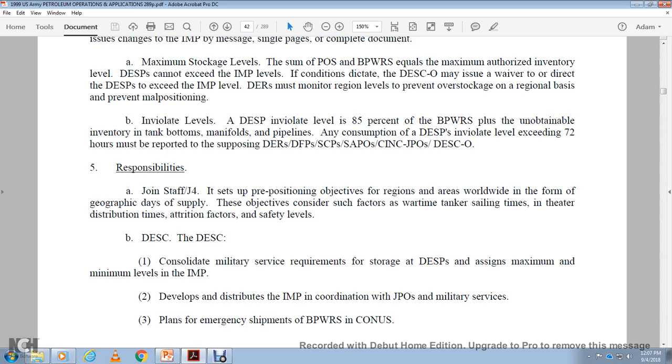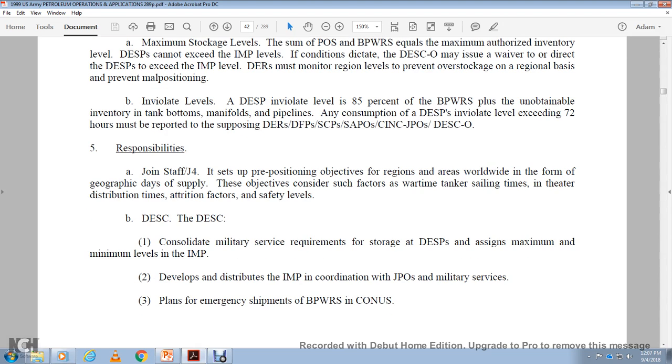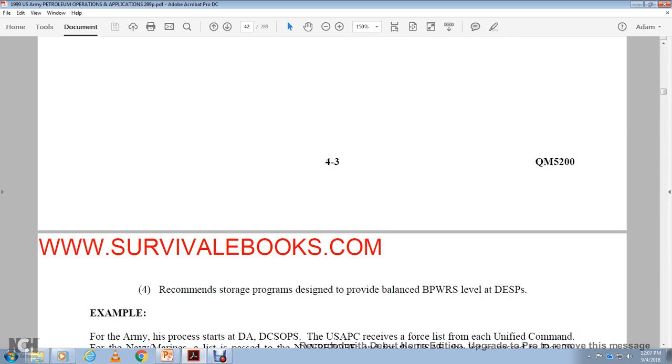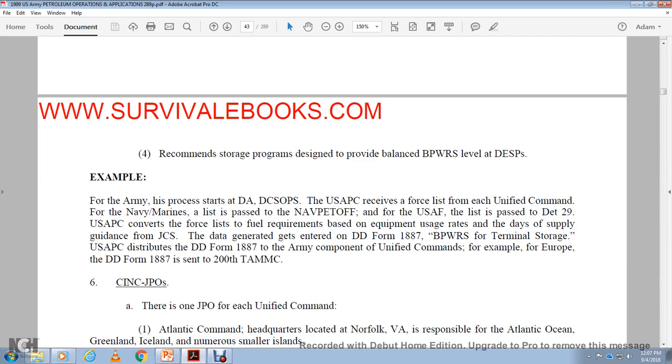The levels are distributed with the IMP and coordinated with the Joint Petroleum Office of the military service of the plane emergency ship them to the bulk petroleum war reserve stock in the CONUS. The recommended storage program is designed to provide the bulk petroleum war reserve stock level of the DESP. For example, the Army has a possibility to say that I don't feel like reading an example.